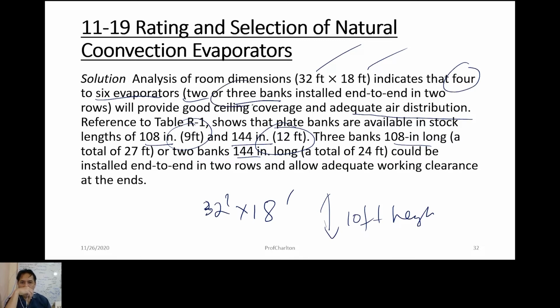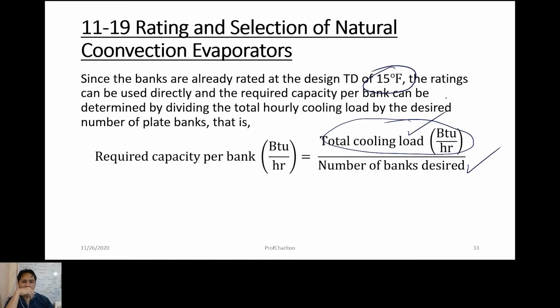Ayun, no? 3 banks end to end, no? In 2 rows. So 6 yun, no? So 1 bank, tatlo. Another bank, tatlo, no? Kasi 2 rows, no? So yun ang ilalagay natin.